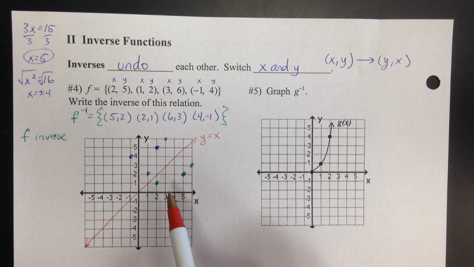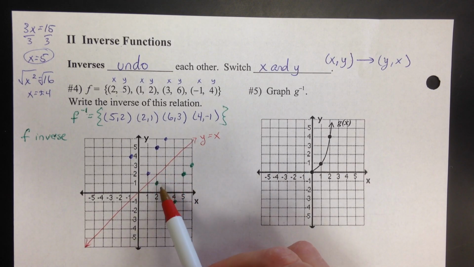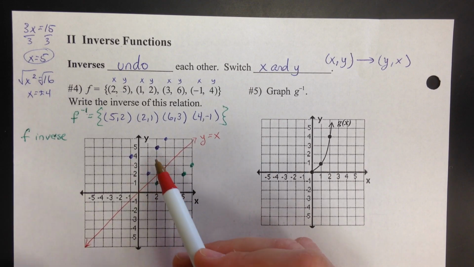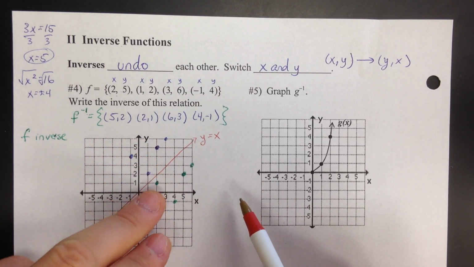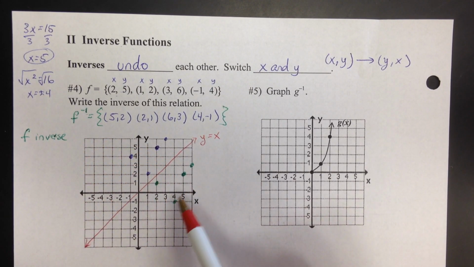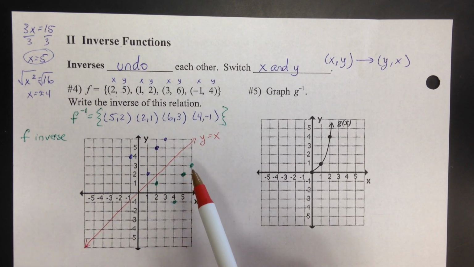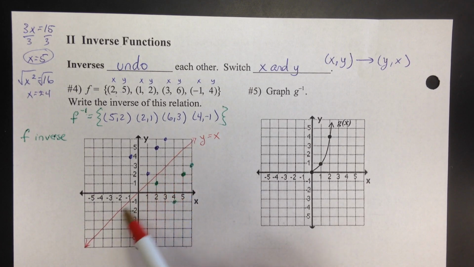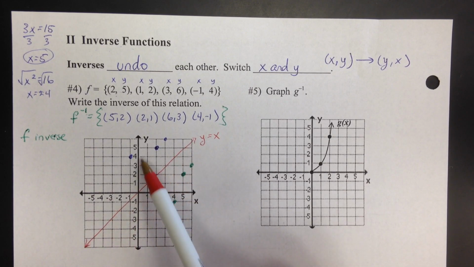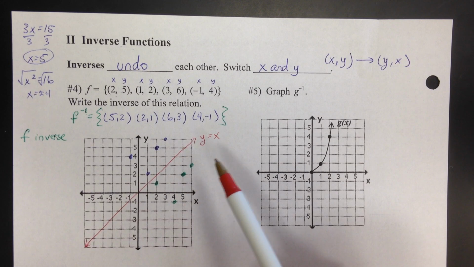So one of the properties when you graph an inverse function is they will be symmetric to the line y equals x. You could fold these 4 points across the line, and they'll land onto these 4 right here. So that's always going to be true. And again, the idea is that inverses undo each other, and when you switch x and y, you create this symmetry relationship.